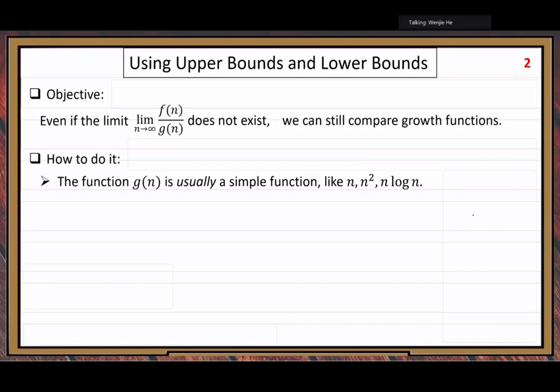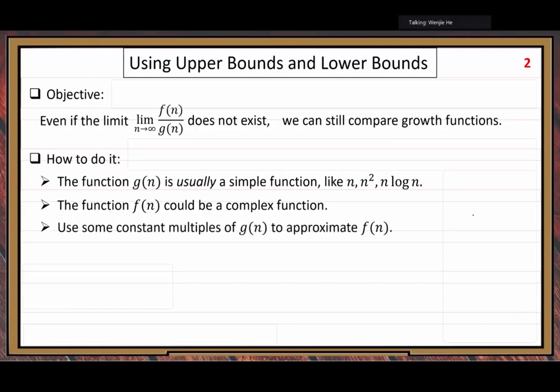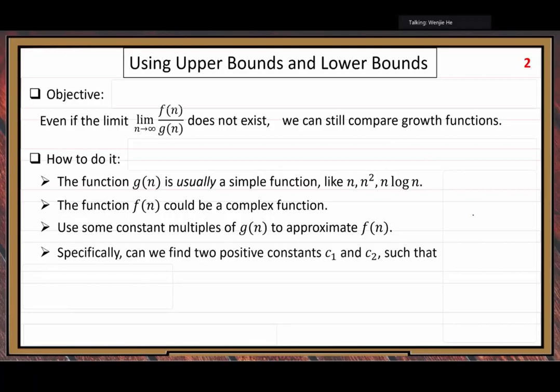But the f function could be relatively complicated. So we need to do some approximation. We want to simplify the f function by approximation. For example, remember we did before, we throw away minor terms. That's the way we simplify it.